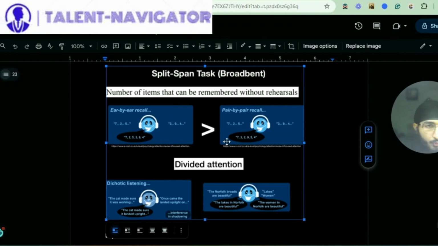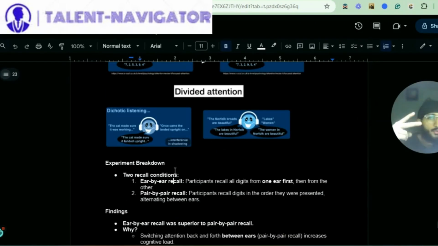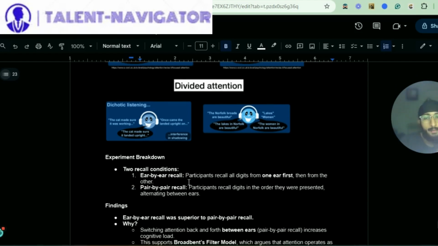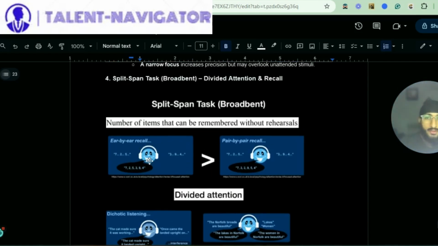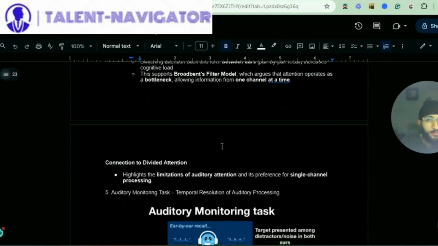Right. So this is the diagram. You can go through it. I'll explain this. So we have two recall conditions. First is ear by ear recall, and second is pair by pair recall. Ear by ear recall is the one in which participants recall all the digits from one ear first, say for example the left ear first, and then from the other. While pair by pair is basically they recall digits in the order they were presented, so alternating between the ears. So you can see 725, 394: ear by ear recall will be 725 and then 394, while pair by pair is like 7, 3, 2, 9, 5, 4. So that is alternating, right? So number of items that can be remembered without rehearsals, right?